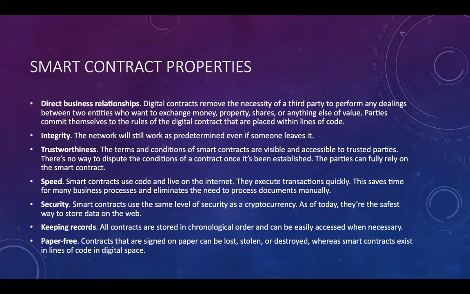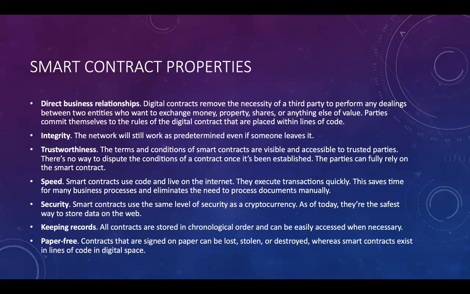When a transaction is made from one ledger to another, or from one party to another, there is no need for any third party to confirm it or approve the dealings. To perform any dealings between two entities who want to exchange money, property, shares, or anything else of value, the parties commit themselves to the rules of the digital contract placed within the line of code. The second property is integrity.